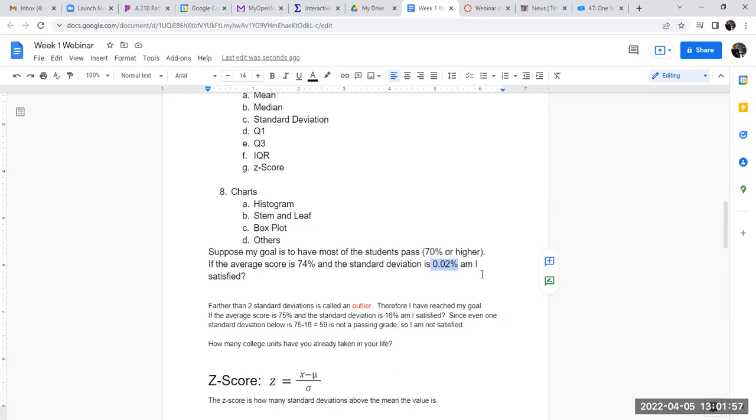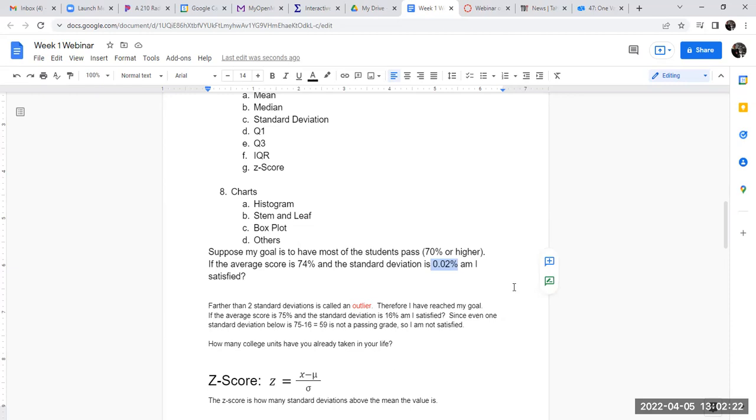Would you just multiply 0.02 times 74 to get the standard deviation, or no? Well, no, I just told you the standard deviation is 0.02%. So if I asked you what the standard deviation is, I told you it's that percent, 0.02%. So that's just given.